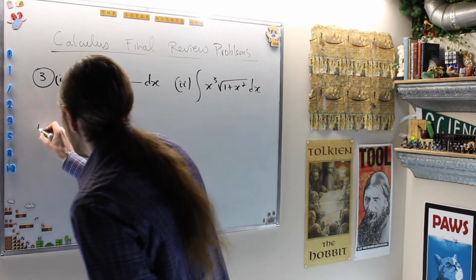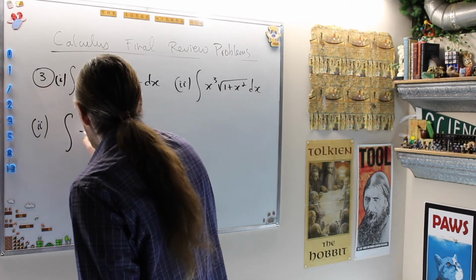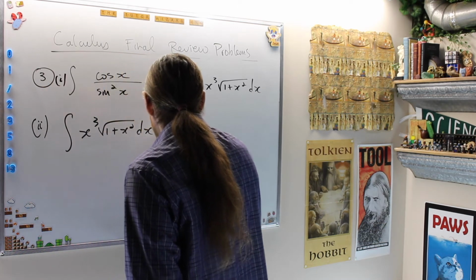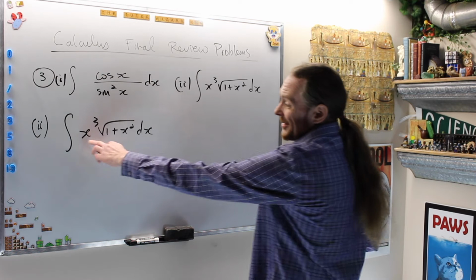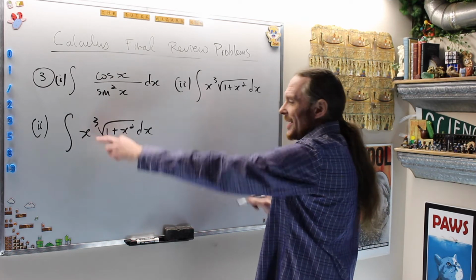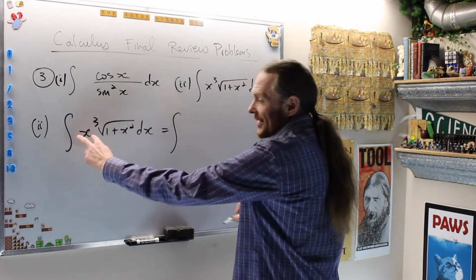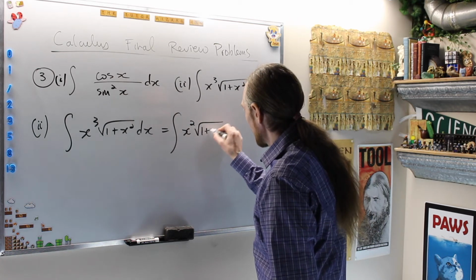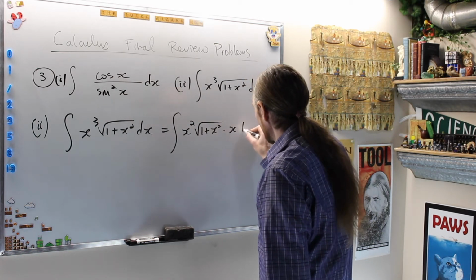The second one, the integral of x cubed square root 1 plus x squared dx. First of all, nobody likes to do this, and that's why they've done it, but they're not going to catch me. Nobody likes to separate the x cubed. First, I write this as x squared, the square root of 1 plus x squared times x dx.